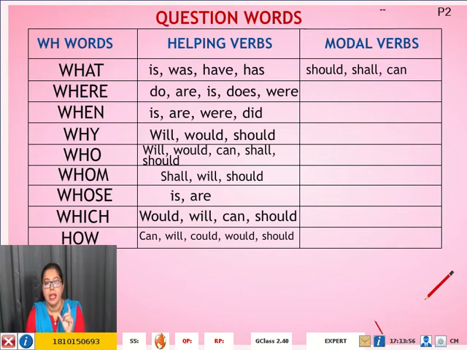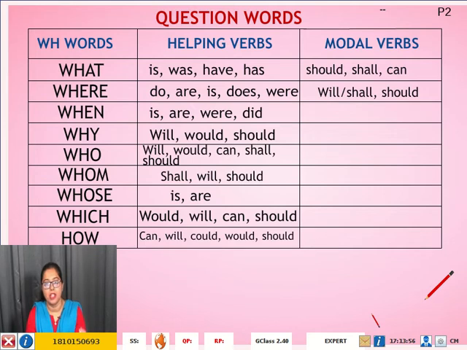You need to understand that after every WH word, either we are using a helping verb or a modal verb or a main verb. Okay. So the words like should, shall, can, what are they? They are modal verbs, right? So just for example, I can give you sentences like, what should we do now? What shall be our work? So these kind of sentences we can use. Okay. So let's see the next one.